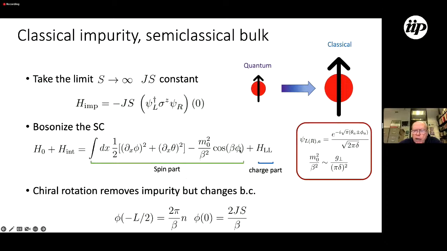And we can do a transformation which removes the impurity and moves it into a boundary condition, so that phi_L at phi naught at 0 is 2Js over beta, while on the left side, where there is no impurity, it's 2 pi over beta over n, which is the usual boundary condition when you have open boundaries. So this is the model now.